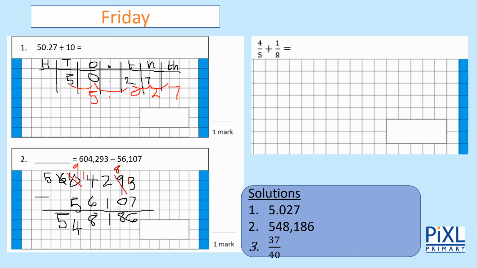Right. 5 times 8 is 40. I know that that's my lowest common multiple. I can't think of a multiple that's lower. So we are going to put them over 40.